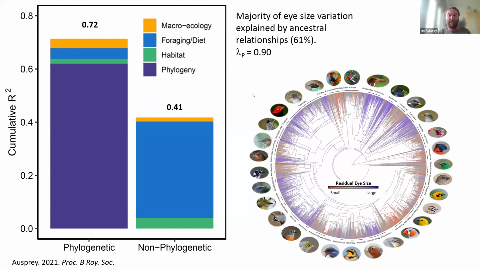So, there's a lot of signal. You can see that in the tree, right? There's a lot of clustering among different families in terms of residual eye size variation after controlling for body mass. And you can see here, I did both phylogenetic and non-phylogenetic analyses. And when you invoke evolution, it just explains the vast majority of variation in eye size across the terrestrial bird tree. So there's a lot of interesting patterns here that could be worked on in the future on the exact evolutionary dynamics going on in relation to eye size variation.